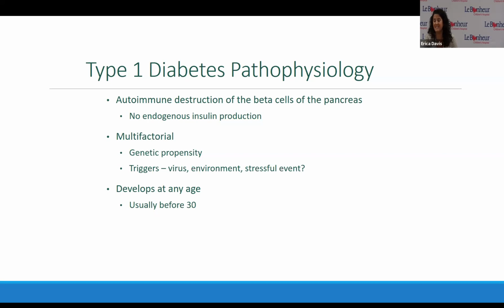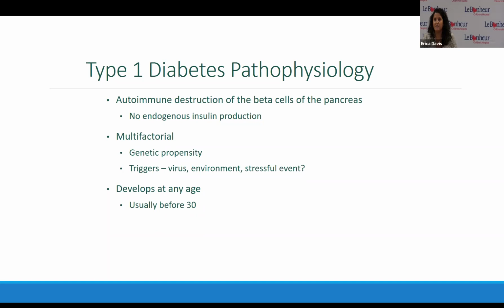Type 1 diabetes can develop at any age. This is something that might surprise a lot of people. We think about type 1 diabetes as diabetes of the young. It actually used to be called juvenile diabetes, but we saw that it can develop at any age, usually before 30, so we had to change that name. So it's been called type 1 diabetes for a while, even though it used to be known as juvenile diabetes. So that's just a little bit about the pathophysiology of diabetes.